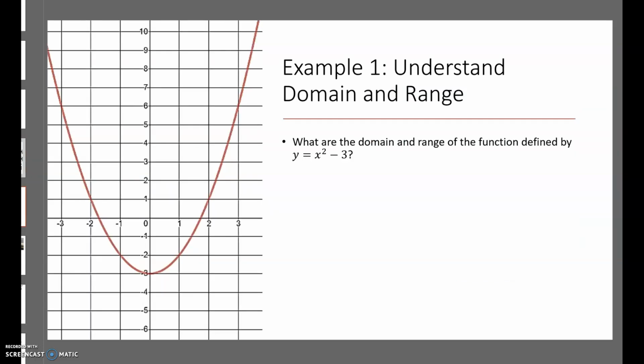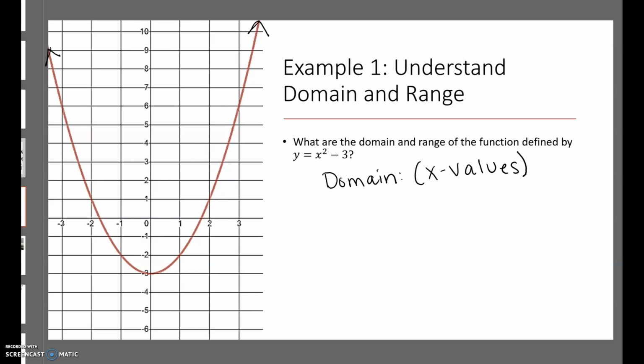Example 1. So we're going to look at just writing domain and range. I've already graphed the function for you. So this graph is showing y equals x squared minus 3, and we're just going to find the domain and the range. So the domain is the x values. So what can x be? Well, this goes on forever. It goes all the way to the left and all the way to the right. So the domain would be all real numbers.